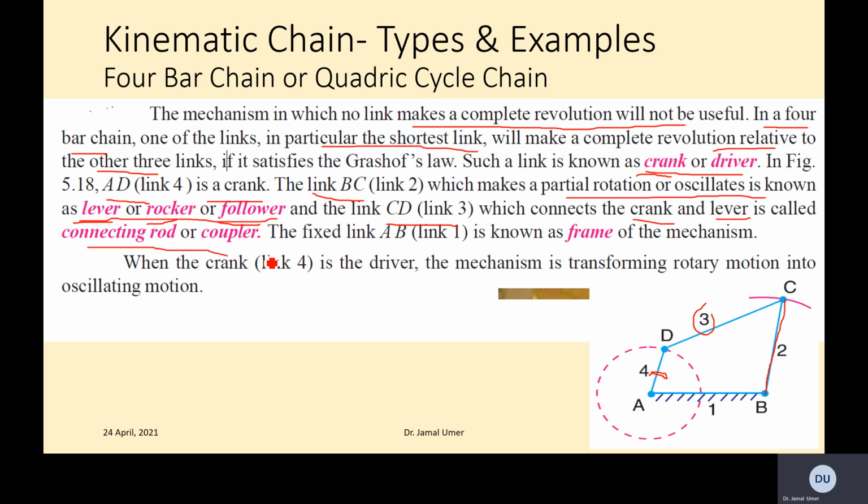In our last lecture, we used this word mostly as a coupler, but this is also called a connecting rod because it is basically connecting. The fixed link AB is known as a frame. We have discussed this one: any link which is fixed will be termed as the frame of the mechanism. When the crank link 4 is the driver, the mechanism is transforming rotary motion into oscillating motion. So pretty much this example, where link AD makes a complete revolution and C is basically causing oscillatory motion.